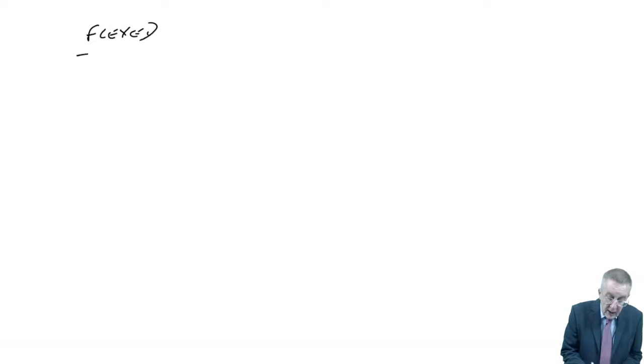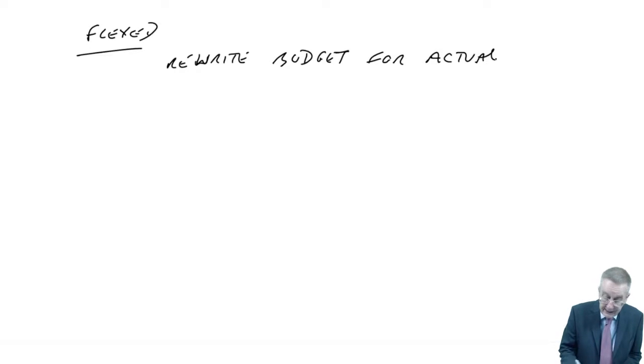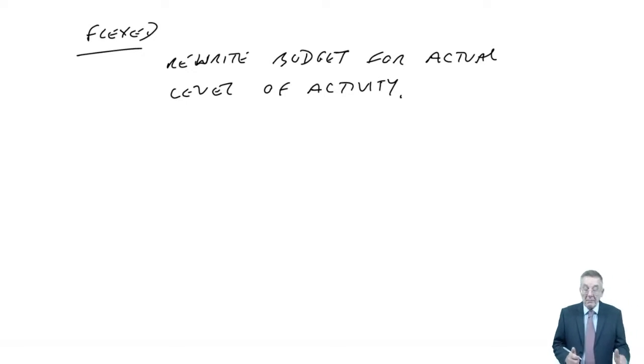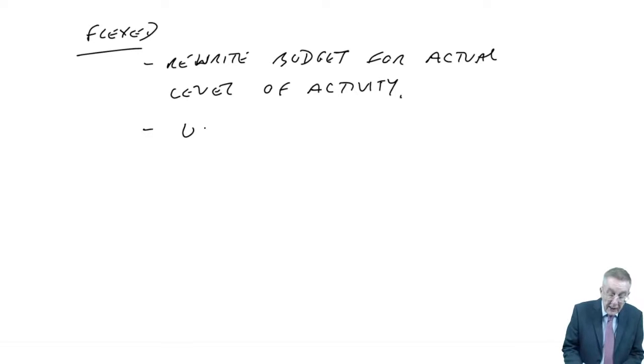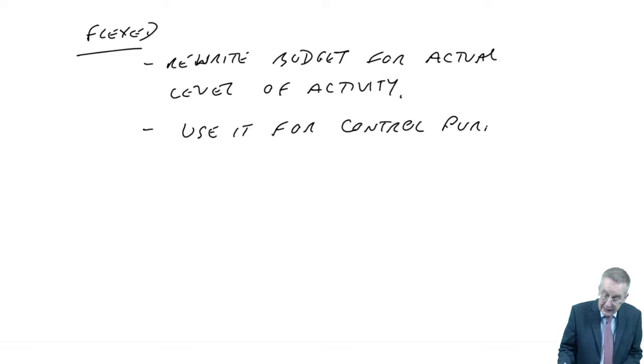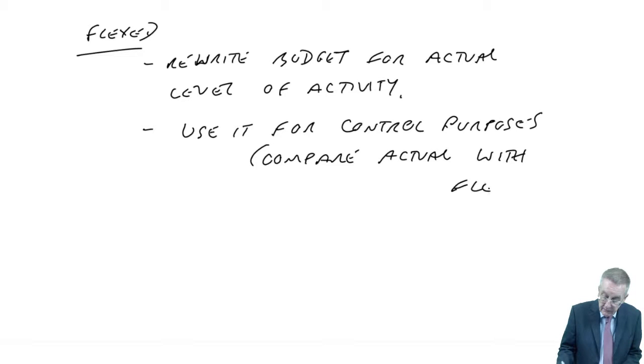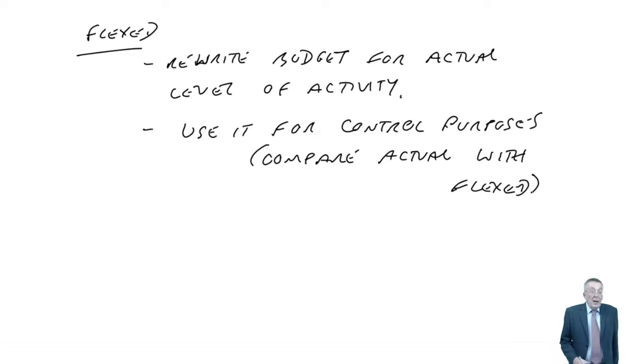Anyway, there's your flexed budget. It's where we rewrite the budget for the actual level of activity, and the reason for doing it, which I hope I've made clear without repeating, is we use it for control purposes. Compare actual with flexed. Okay.